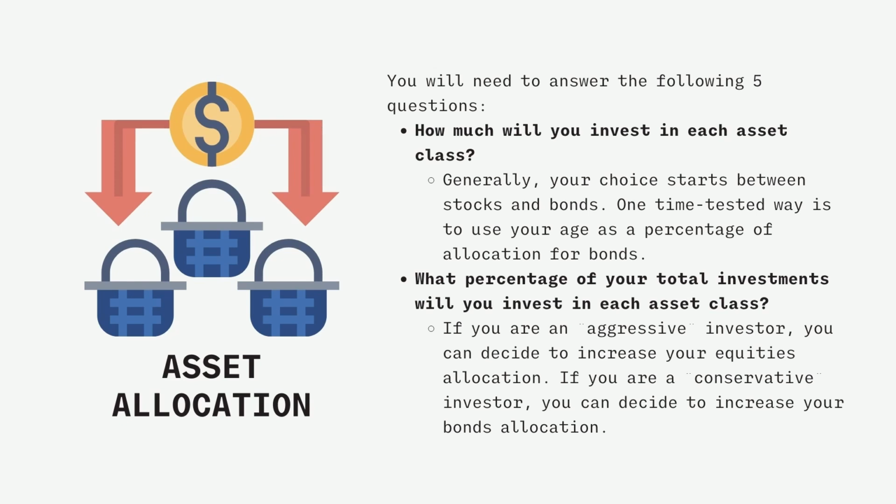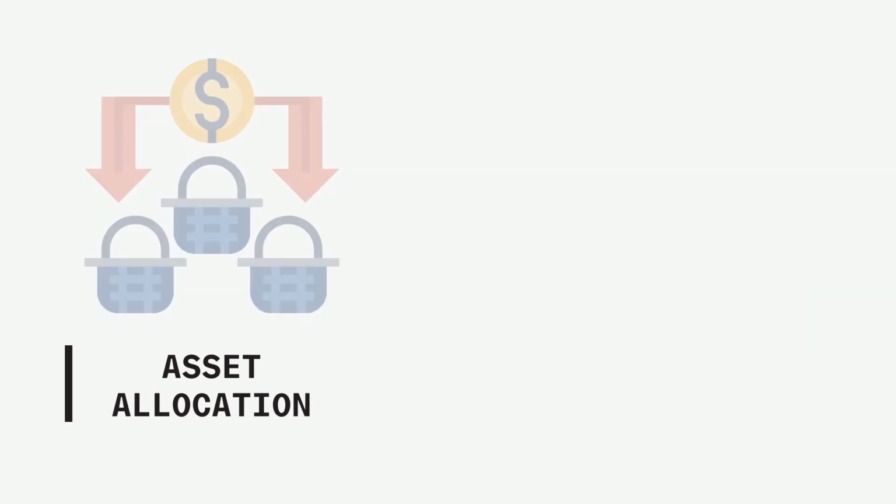One time-tested way is to use your age as a percentage of the allocation of your bonds. The second question refers to what percentage of your total investments will you invest in each asset class? If you are an aggressive investor, you should decide to increase your equities allocation. On the other hand, if you are a conservative investor, you can decide to increase your bonds allocation.